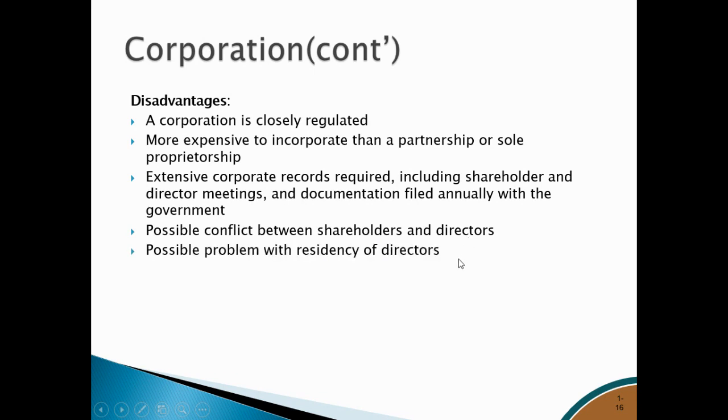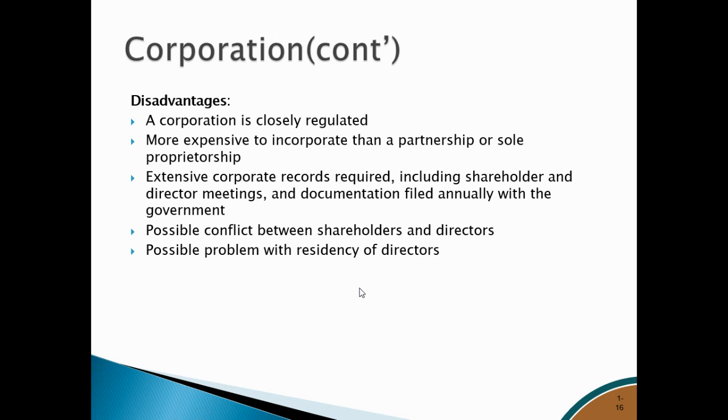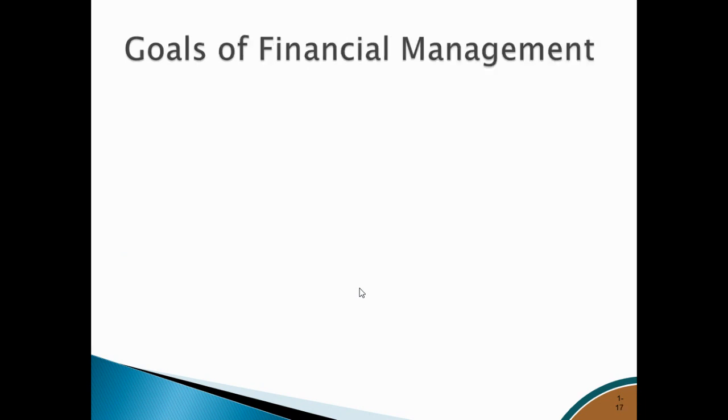Possible problems with residency of directors, especially if a director is from overseas rather than a Malaysian citizen. So there will be a problem with the residency of the director. With that, we have completed the three business entities: sole proprietor, partnership, and corporation. Let's move on to the next slide on other goals of financial management.